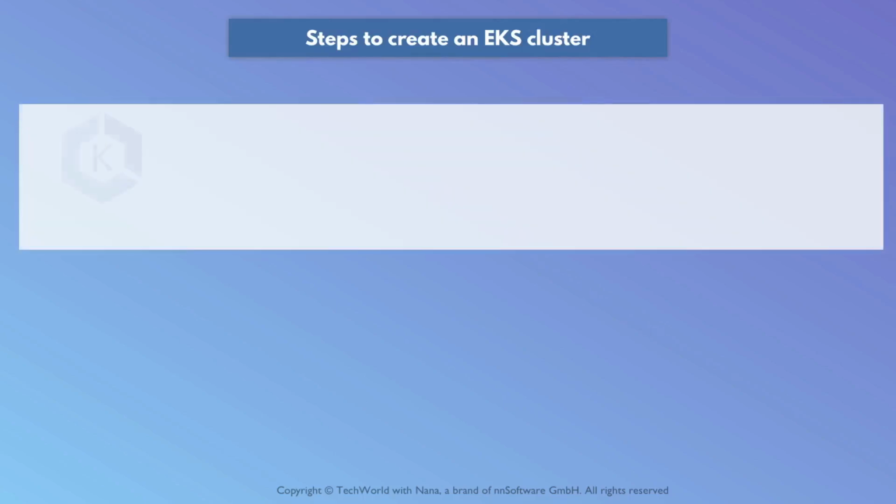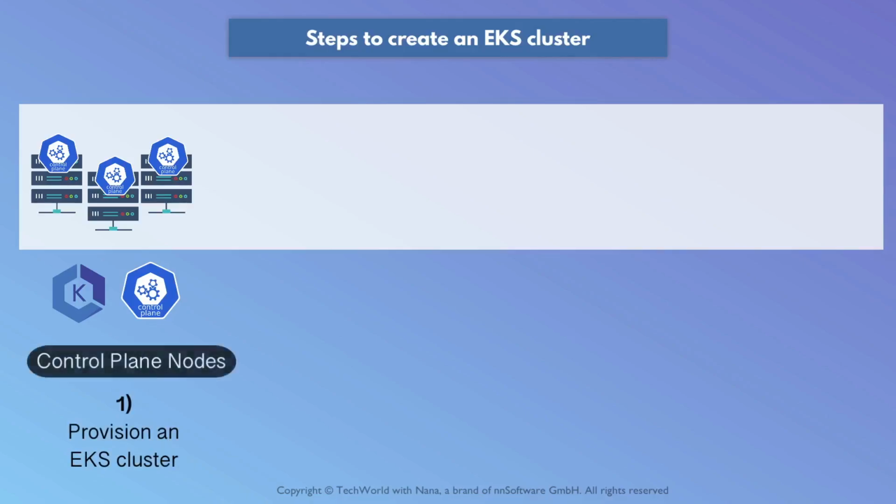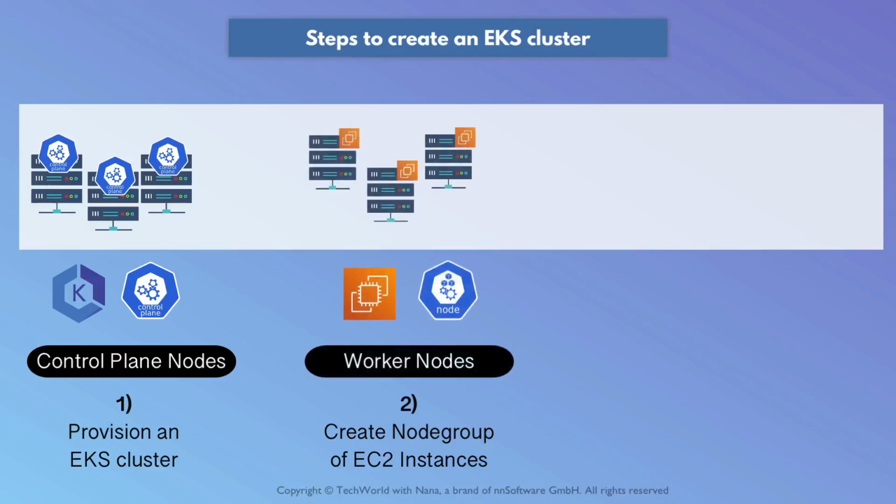The first step is we provision an EKS cluster with control plane nodes, which is completely managed, replicated, and configured by AWS itself. Then we create a group of EC2 instances so that we don't have to create the EC2 instances individually. If you need maybe 5,000 virtual machines, maybe even 1,000 virtual machines, you obviously don't want to create those instances one by one. You want to create a group or fleet of them, and you can do that using something called a node group.